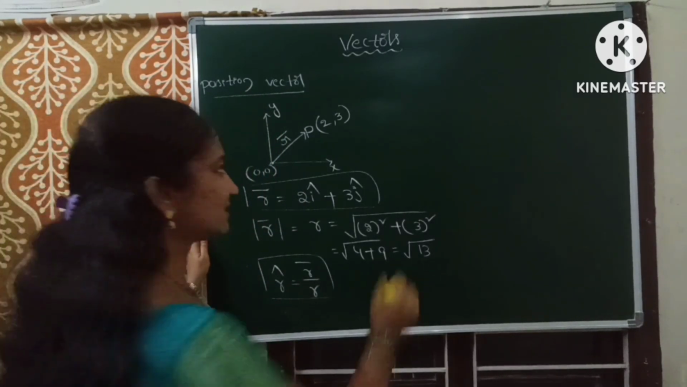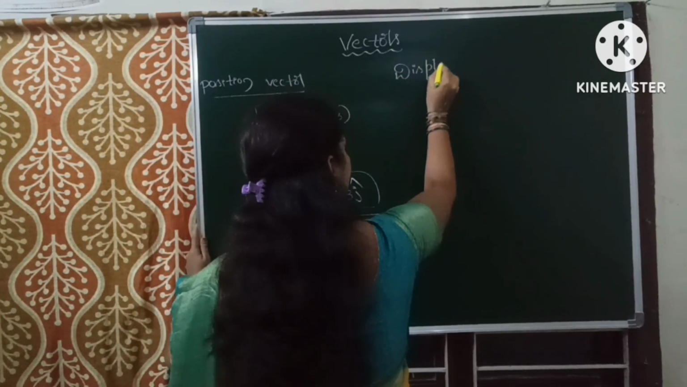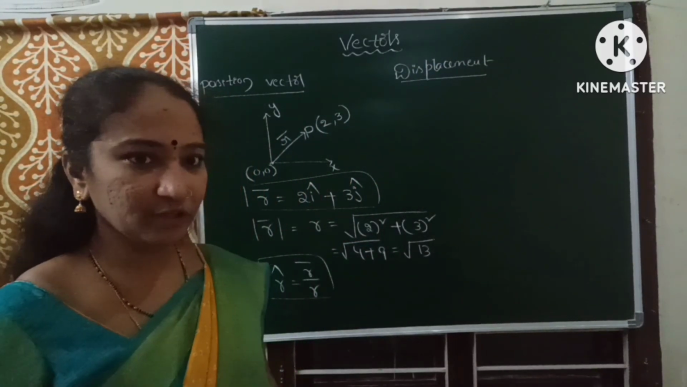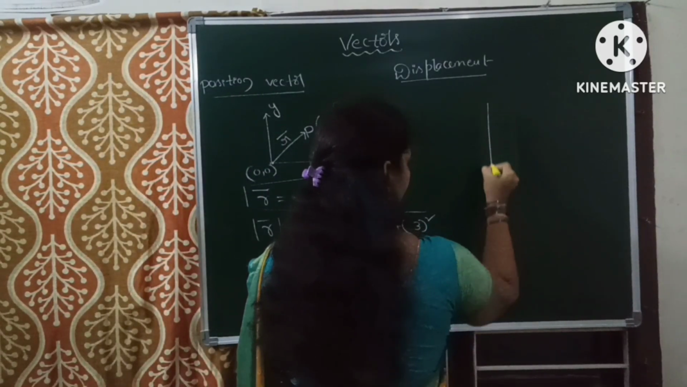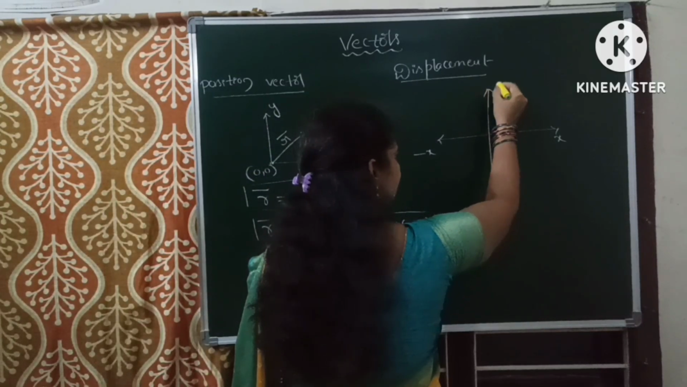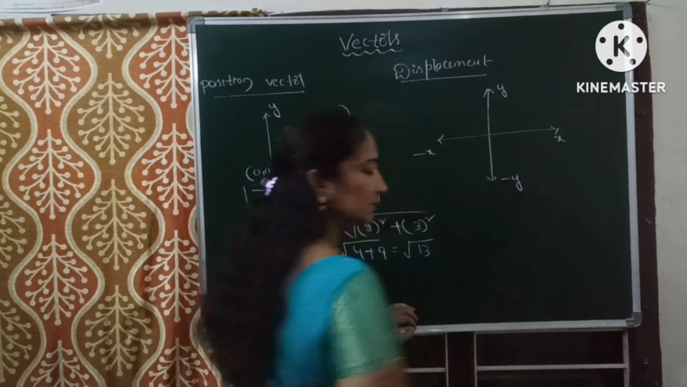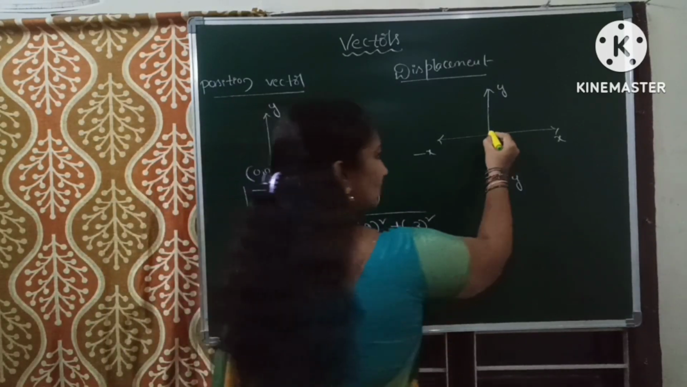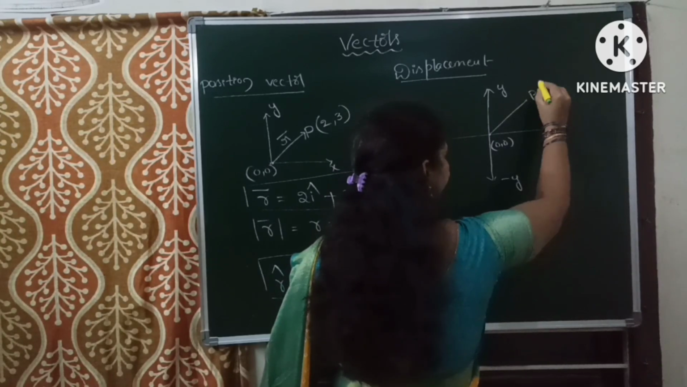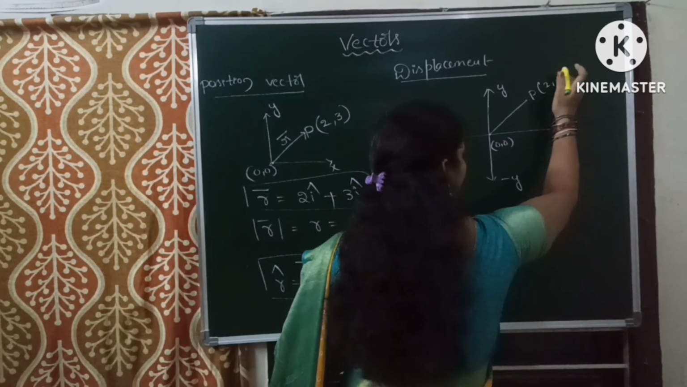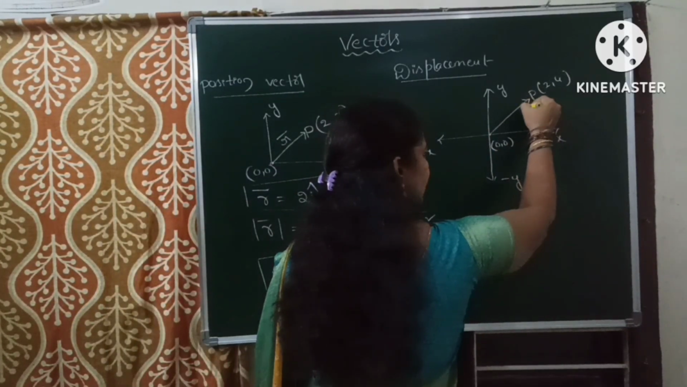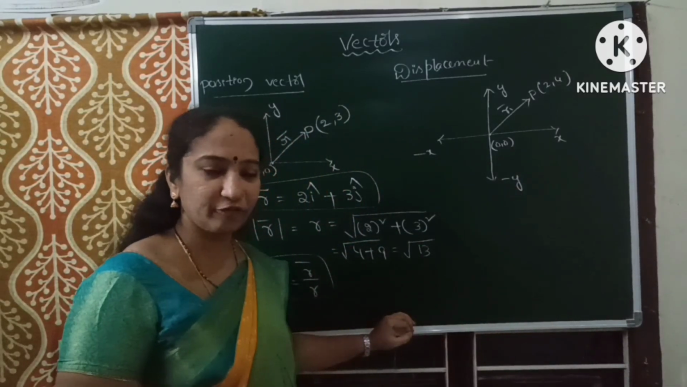Displacement you already learned in previous classes. Displacement is nothing but the shortest distance between the 2 points. Let us consider here the x-axis and negative x-axis, the y-axis and obviously the negative y-axis. Now it is the origin 0, 0. First position it is P. For example, it traveled 2 units along x-axis and 4 units along y-axis. So it is the representation of the first position, that is r1 bar.